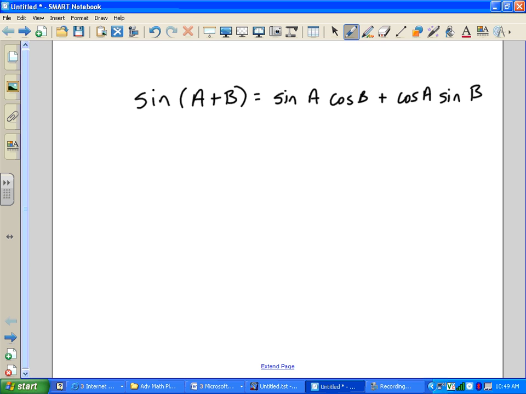Now, what your book does, instead of using A and B, they use the Greek letters alpha and beta. Y'all remember what alpha looks like? A little fishy. So they'll use that instead of A. Do y'all see what I'm talking about on your reference sheet now? Keep that in front of you the whole lesson, because everything's going to go off of this. These are called your sum/difference identities.